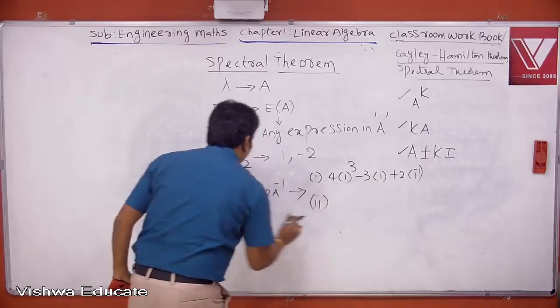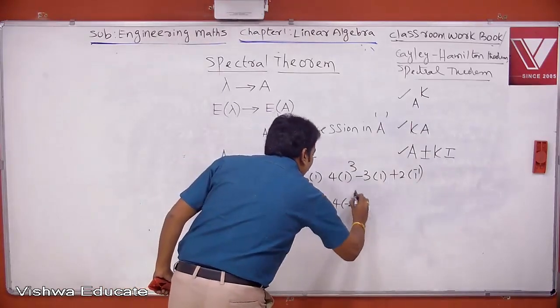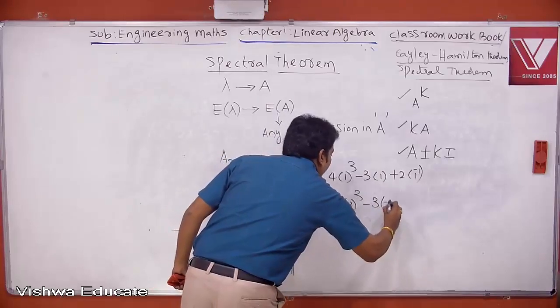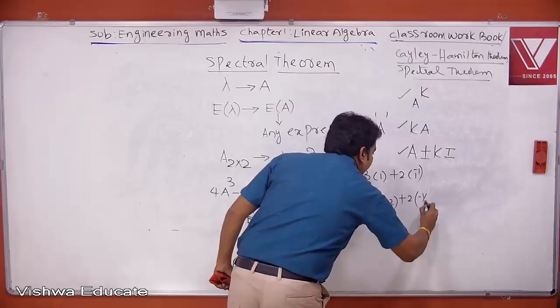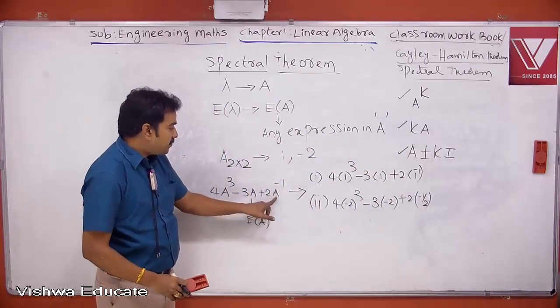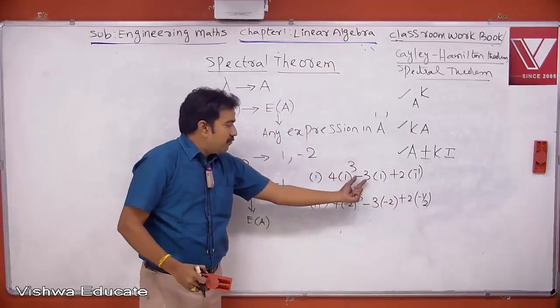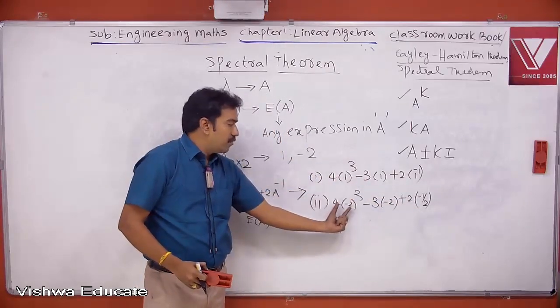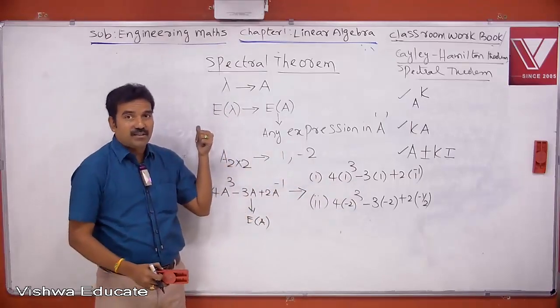The second eigenvalue: replace A by minus 2. So 4 into minus 2 whole cube minus 3 into minus 2 plus 2 into the eigenvalue of A inverse, which is the reciprocal, minus 1 by 2. So replace A by minus 2, and for A inverse you will get minus 1 by 2. When you simplify this, you get one number, and when you simplify the other, you get another number. So these two are eigenvalues of this matrix.